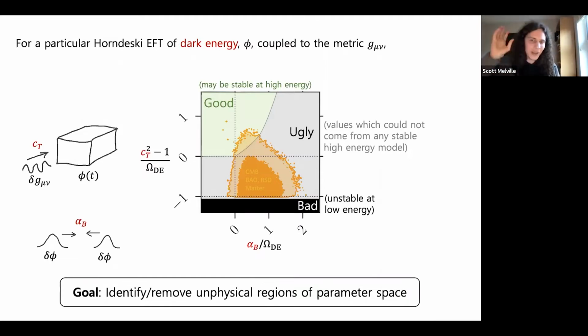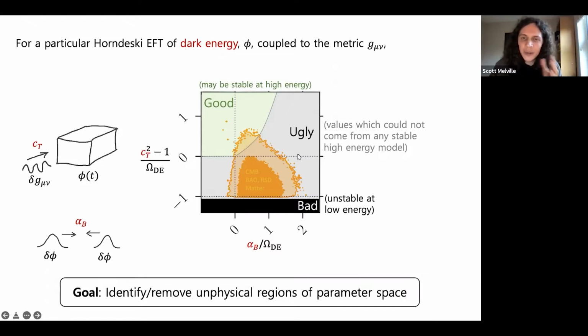And I want to stress right at the beginning that that's subtly different to the usual kind of stability arguments that you might imagine making in the EFT. So for instance, for the speed of gravitational waves, CT squared minus 1, it seems reasonable that that difference shouldn't be less than -1, because that would mean that you have some imaginary CT and that gravitational waves are horribly unstable at low energies. So clearly that region at the bottom is bad.